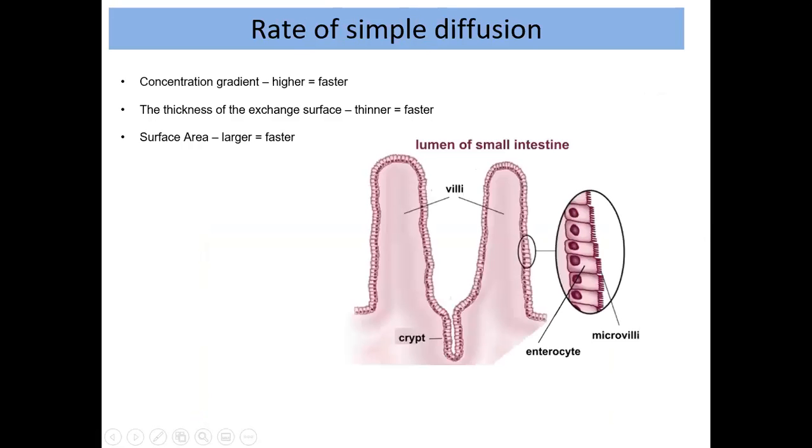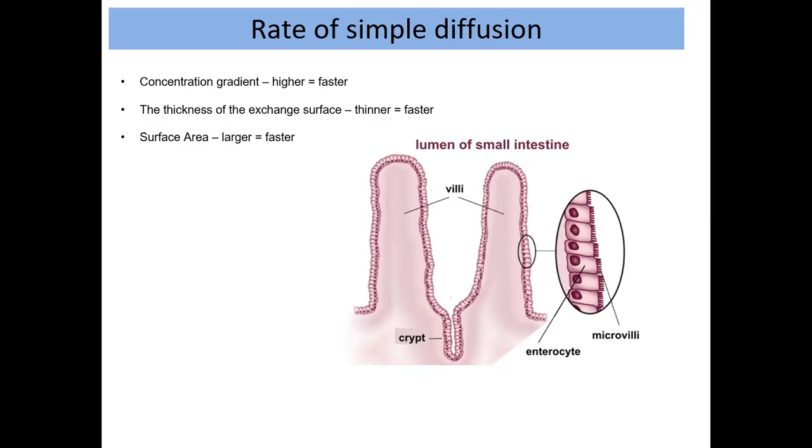So I'm just going to have a little talk about diffusion and what affects the rates of diffusion. We mentioned Fick's law before, and Fick's law is basically looking at the concentration gradient, the thickness and the surface area. Simple diffusion is basically just diffusing through a membrane, so we don't need any proteins or channel proteins. Simple diffusion depends on three things. The first one is concentration gradient. The higher the concentration gradient, the faster the rate of diffusion. That's the main thing to remember.